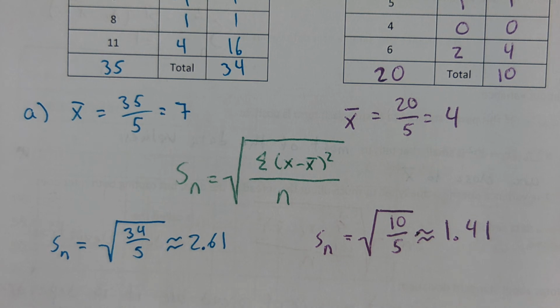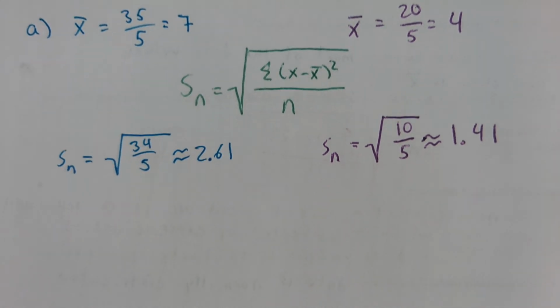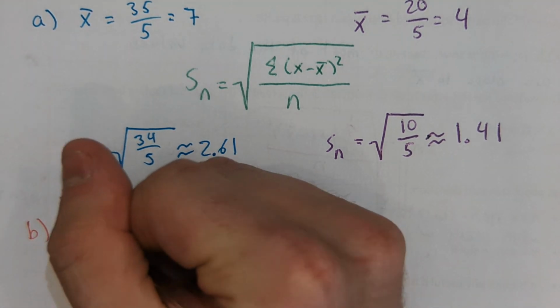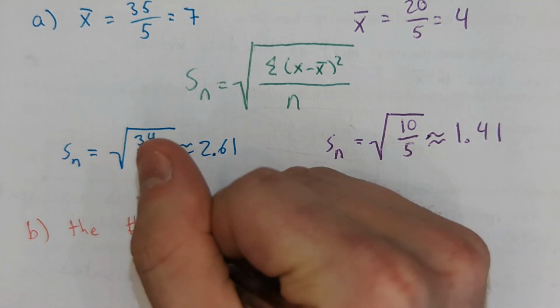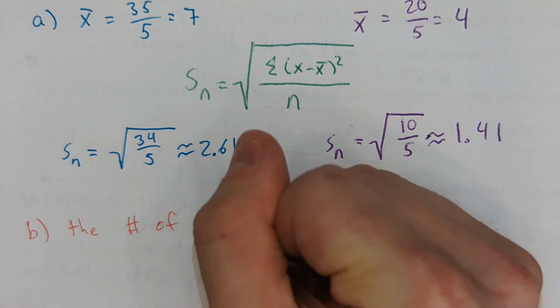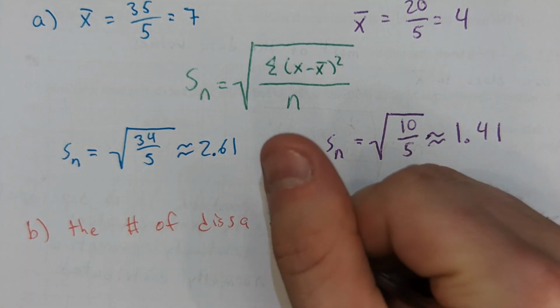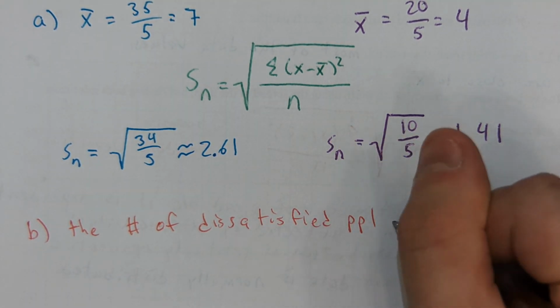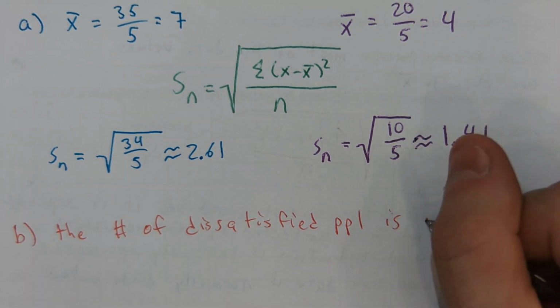What do these statistics tell us? Okay, we're going to write a lot here. Let's see if I can get it all to fit on the screen. Write in red. B. The X bars show us that the number of dissatisfied people is almost half of what it used to be. Nearly half what it used to be.